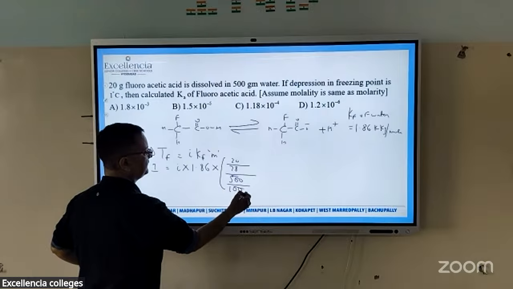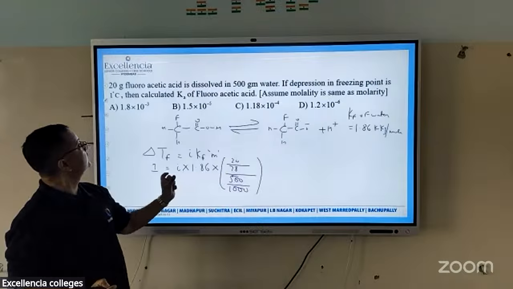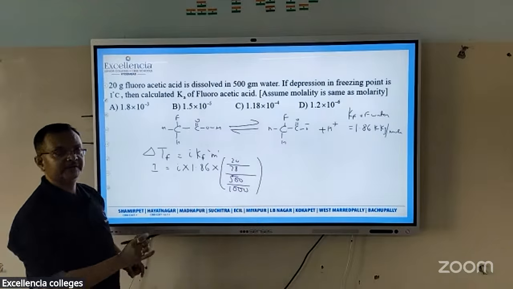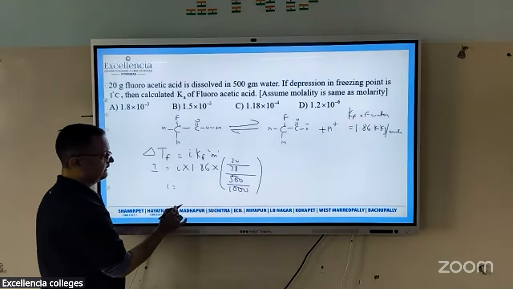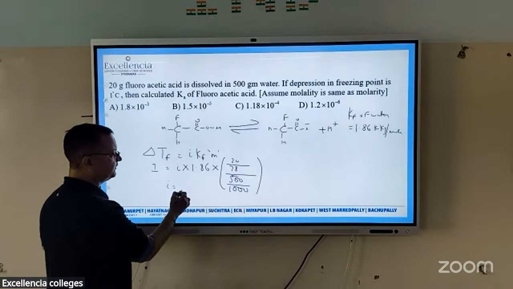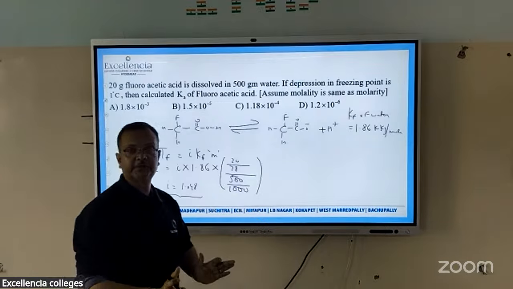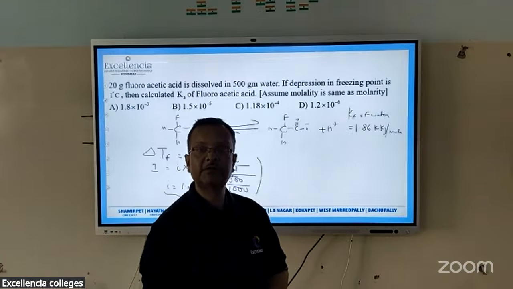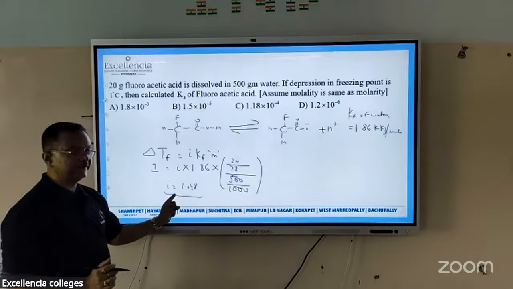Fine. So this is what your calculation will be. First of all, you will solve this, and you will find the i from here. I'm just telling you the method of how we're going to solve it. If we solve i from here, i is coming to be 1.048, roughly. So the first step in solving this question is to find the i value that is needed. So i value is 1.048.